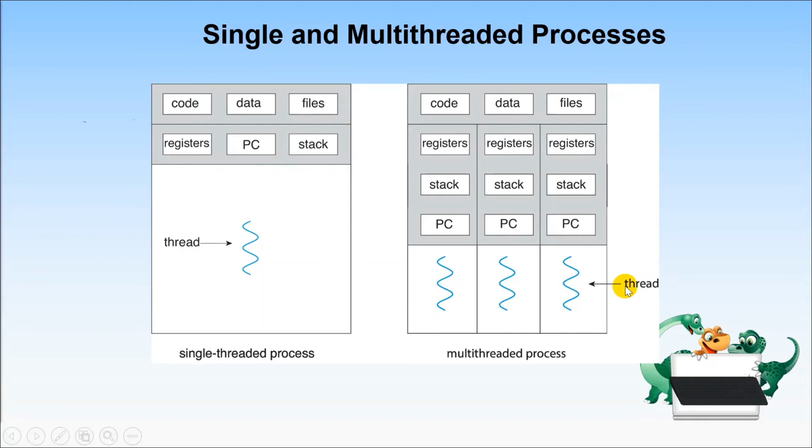Now we have here a multi-threaded process. If you observe, we have 3 threads running within a single process, and each thread has its own registers, stack, and program counter, but the code, the data, and the files are shared among the threads.